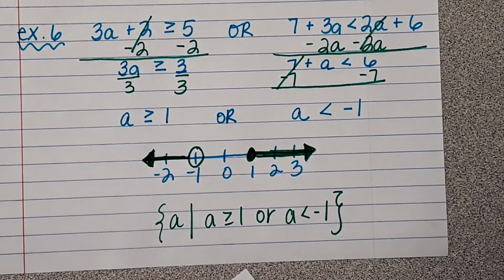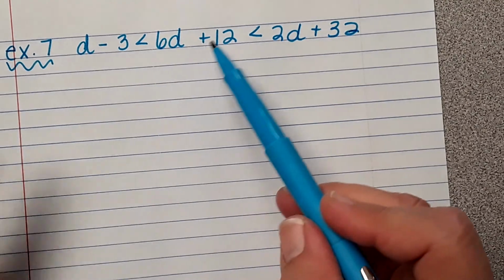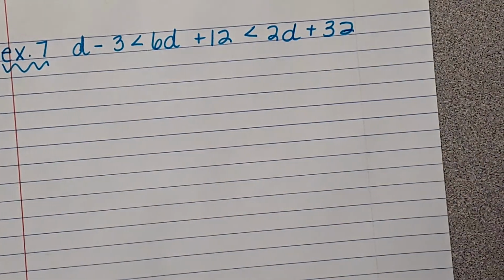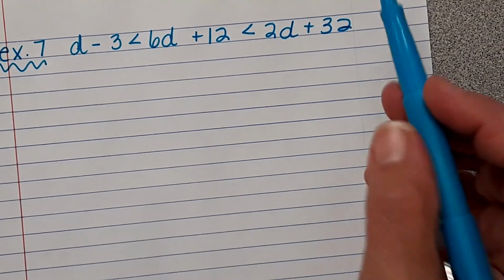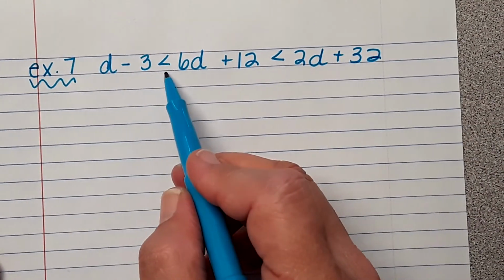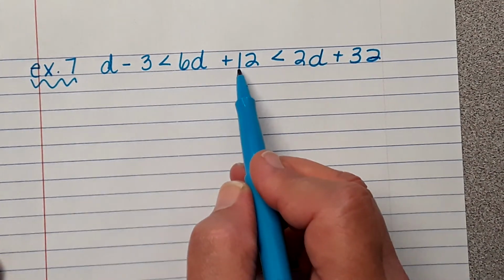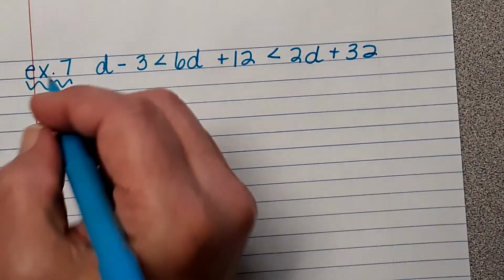I want to do one more problem with you. Ready? See how it's in between the two inequality signs? So that means we have two problems, and it's going to be what? The 32 on the far right. Yes, it's a 32. It's d minus 3 is less than 6d plus 12 is less than 2d plus 32. So we're going to have two problems.